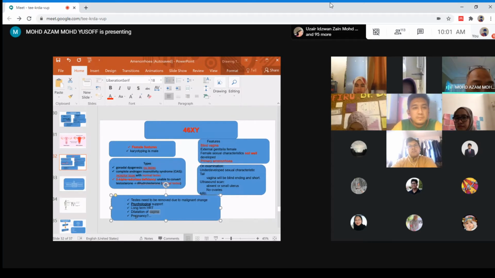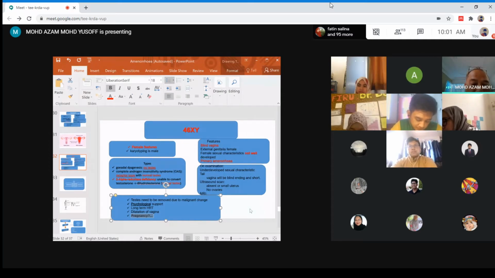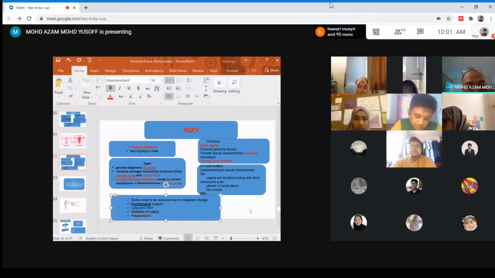Okay, and then the pregnancy. It's not in the book actually, I just put it there. Can they get pregnant in future? We never know. I hope they can get pregnant in future, but we never know, with the uterus around, with all the technology in future. But so far, we cannot get them pregnant at the moment.